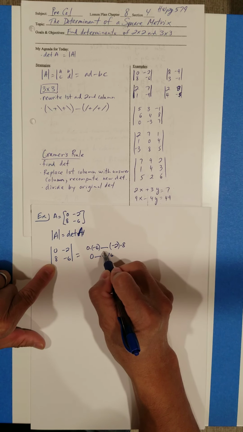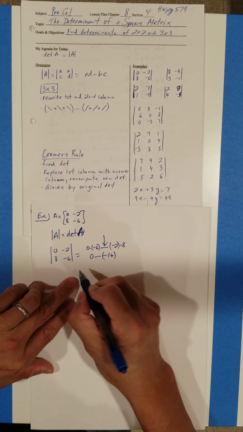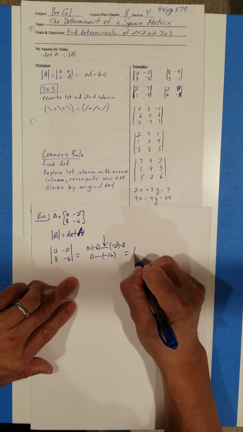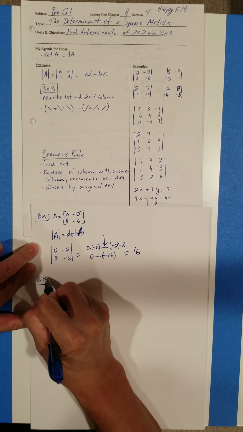Remember, we're always going to minus right here, whatever the result happens to be. So 0 minus -16, we're looking at 16. That's it. Very simple. So again, let's do another one.